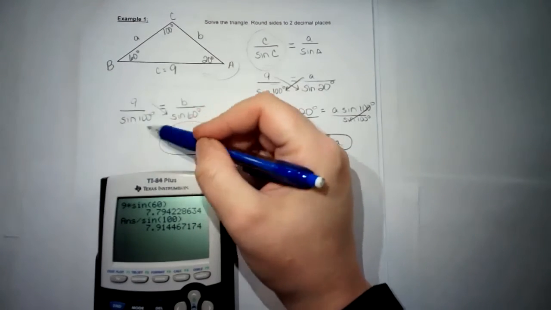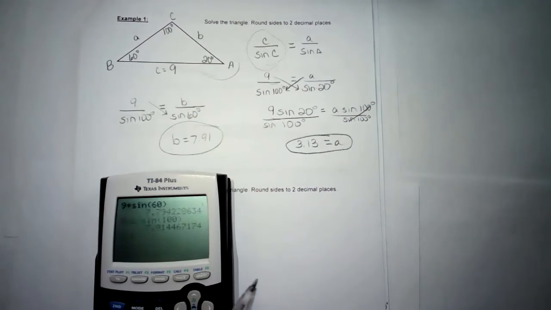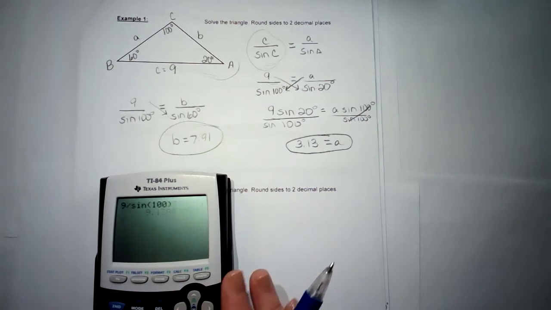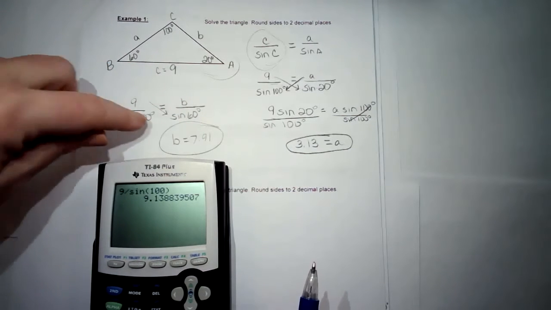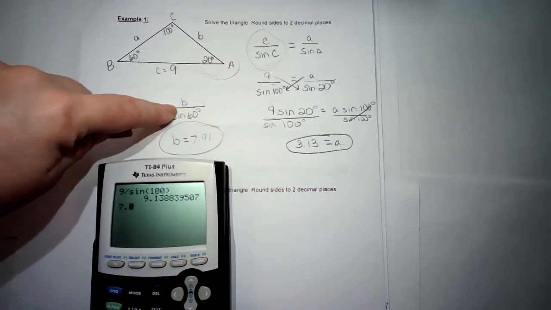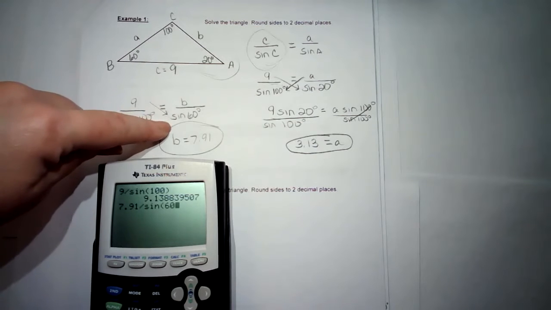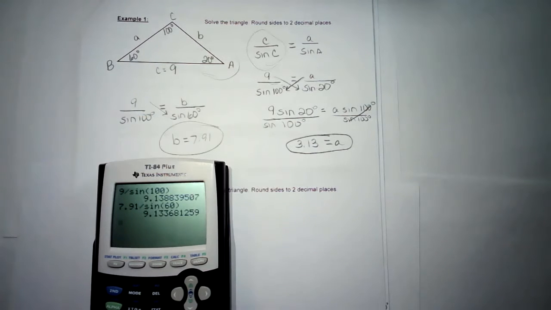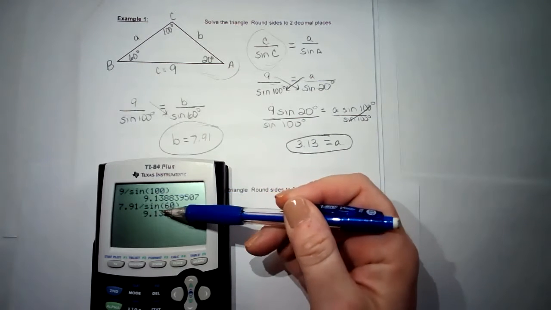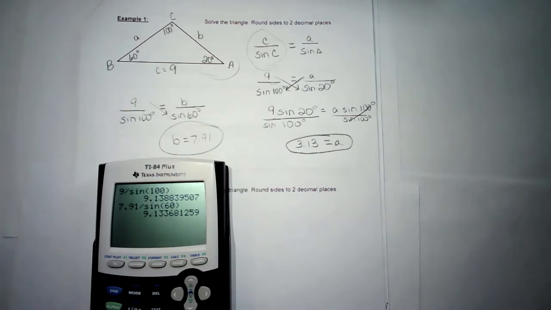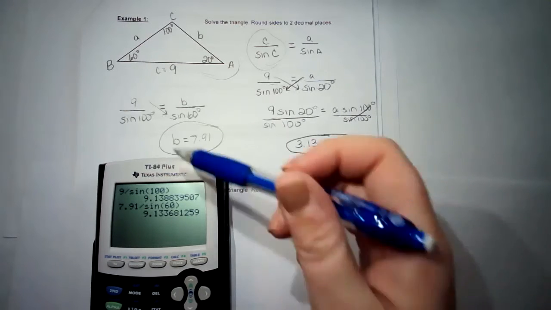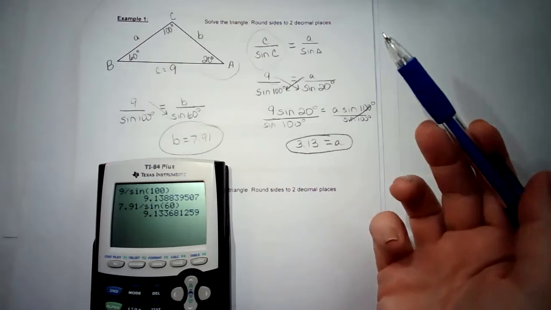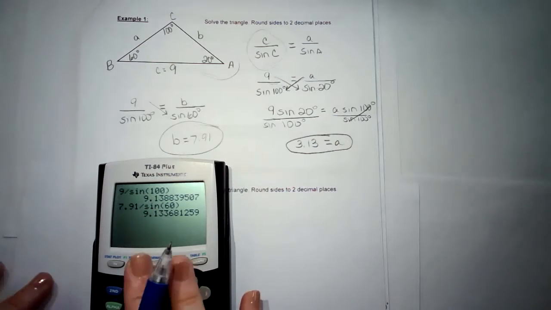He's saying, what if I did 9 divided by sine of 100? He's saying that's what this one equals. Let's check this proportion and see if it's right. So this side would be 7.91 divided by sine of 60. And look, those are the same, pretty much 9.14, 9.13. You're going to be off a little bit because you're rounding in here, but pretty darn close, right? So if you want to do that, you can. Keep in mind though, you set up that proportion, so if you set it up wrong, you know.